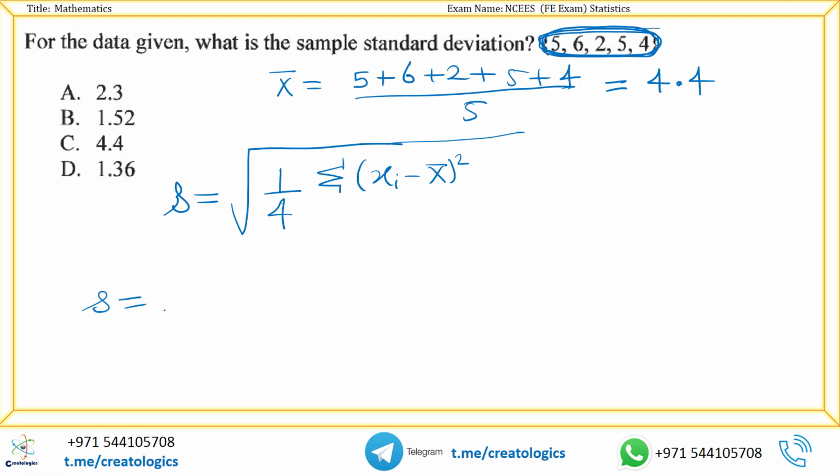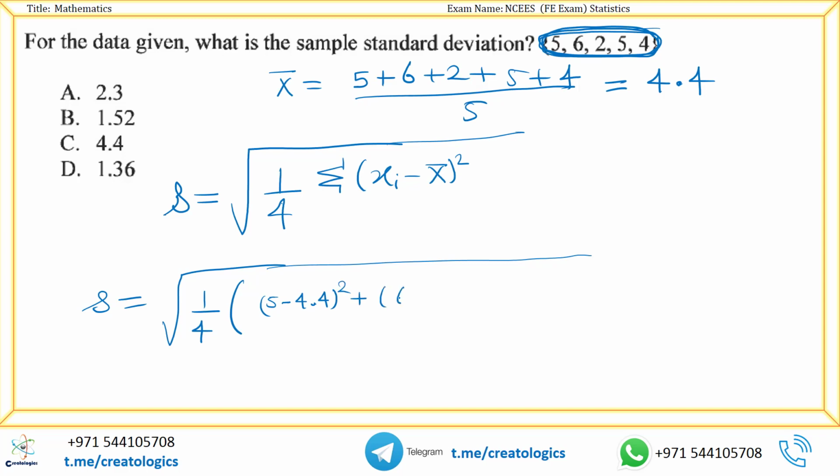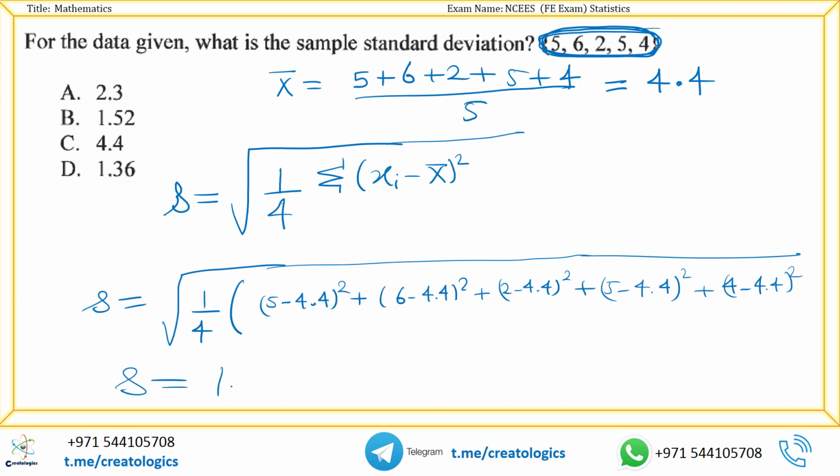So S will be equal to the square root of 1 upon 4 times, I will have (5 minus 4.4) whole square plus (6 minus 4.4) whole square plus (2 minus 4.4) whole square plus (5 minus 4.4) whole square plus (4 minus 4.4) whole square. Just use the calculator and you will end up with the value 1.52. So that's why option B is the correct match for that.